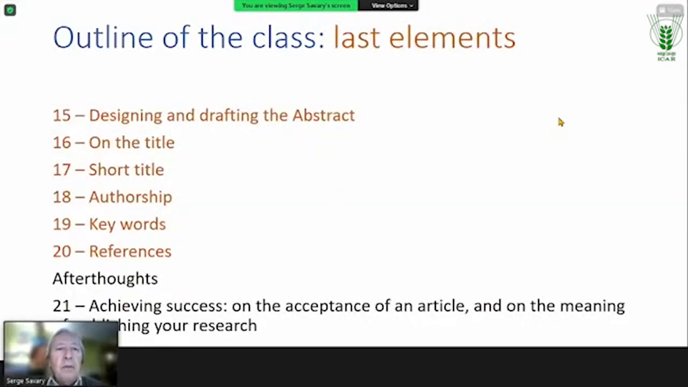The last elements are very important, but I do not spend such a lot of time on them. And there is a 21st section at the end in terms of afterthoughts and the meaning of achieving success. What is success for us scientists?